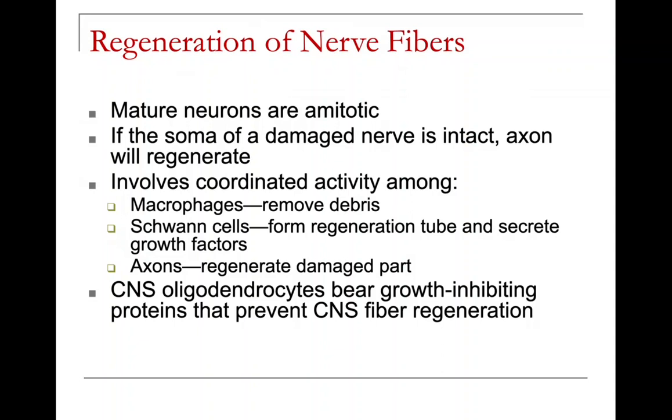Mature neurons are amitotic, meaning they're not going to divide. If the soma of a damaged nerve is intact, the axon will regenerate. This will involve coordinated activity among the macrophages to remove the debris. Schwann cells need to form the regeneration tube and secrete growth factors, and then the axons regenerate from the damaged part. The CNS oligodendrocytes have growth-inhibiting proteins that prevent CNS fiber regeneration.